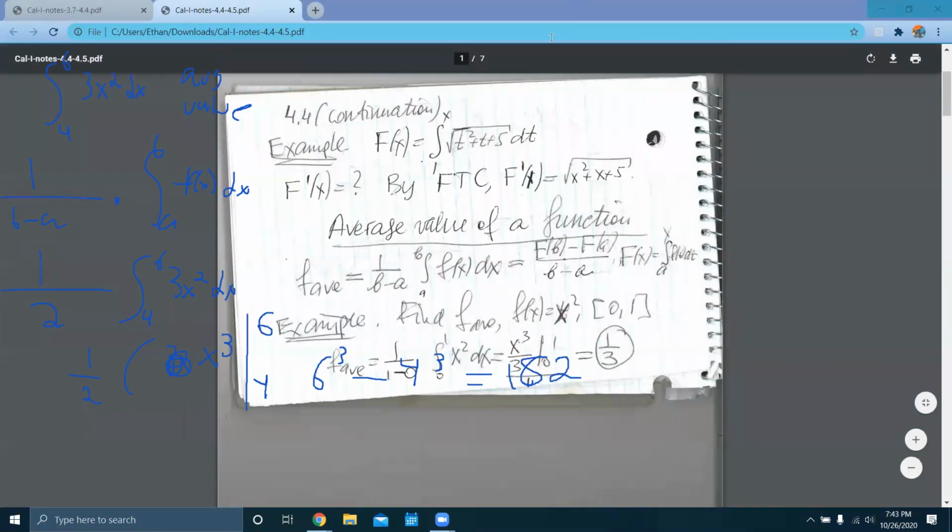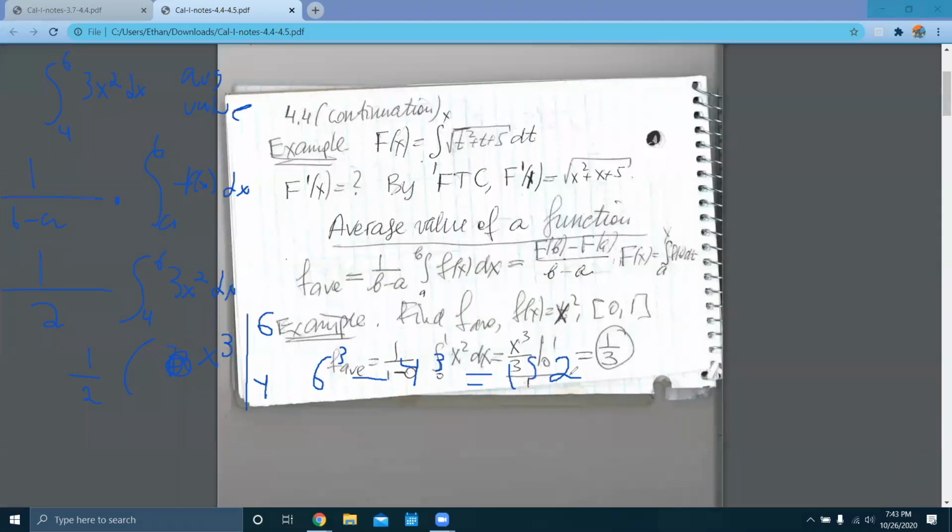That looks like an 8. 152. And that was our answer for this part, but we still have that 1/2 times 152, which is going to give us 76. And this is our average value of the function on that interval.